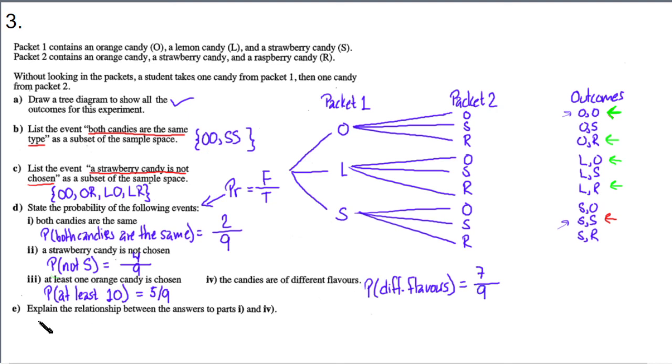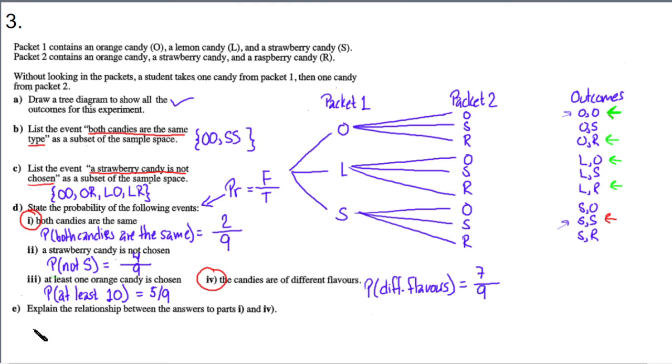Now there's one more question here. Explain the relationship between the answers in part 1 and 4. So we're looking at the answer to this question, the probability that both candies are the same, and the answer to the following question, the probability that the candies are of different flavor. So these 2 events are complementary events, so they're each other's opposite. And one way we can actually see that is that if we add up the probabilities of the candies being the same and the probability of the candies being different, we would get 1.